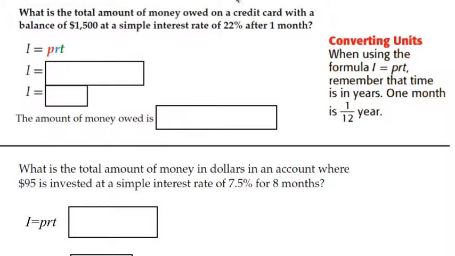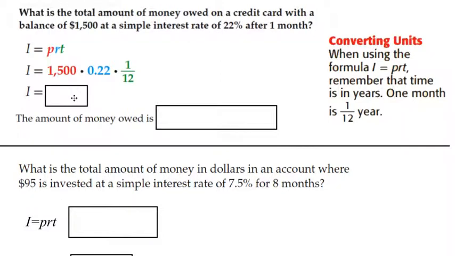What is the total amount of money owed on a credit card with a balance of $1,500 at a simple interest rate of 22% after 1 month? Okay, same formula, I equals PRT. Our principal is 1,500. Our interest rate as a decimal is 0.22. And our time here, that's 1/12 of a year. 1 month is 1/12 of a year.